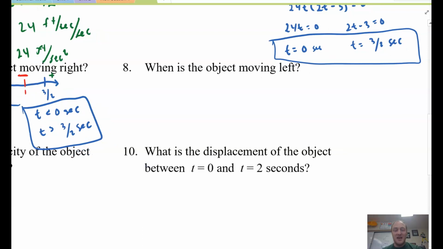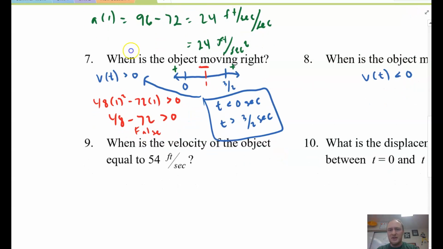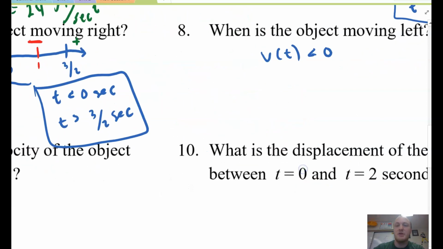When is the object moving left? So the same idea that we just talked about. I have to state it's moving to the left when the velocity is less than 0. So I'm going to go ahead and we can use the work that we just did in this example. We said that it's moving to the left between 0 and 3/2. So 0 is less than t, which is less than 3/2 seconds.